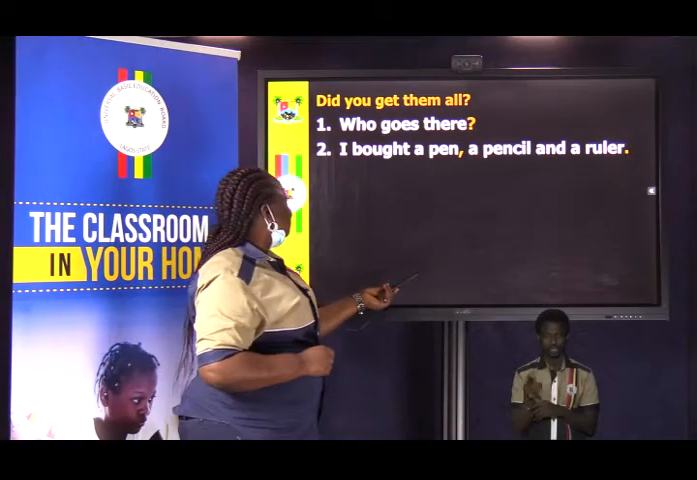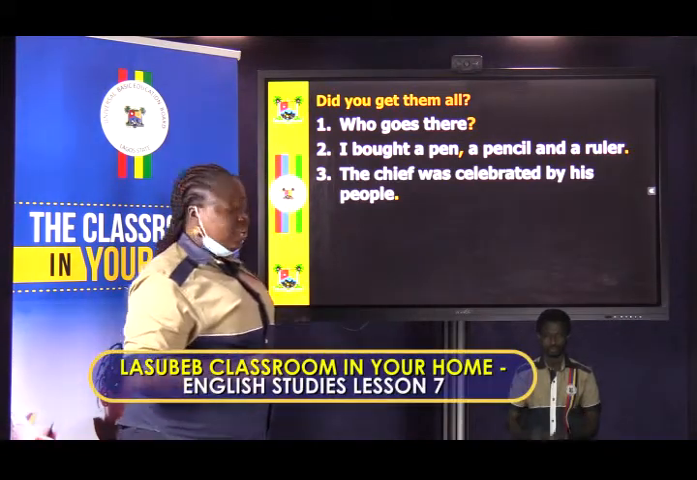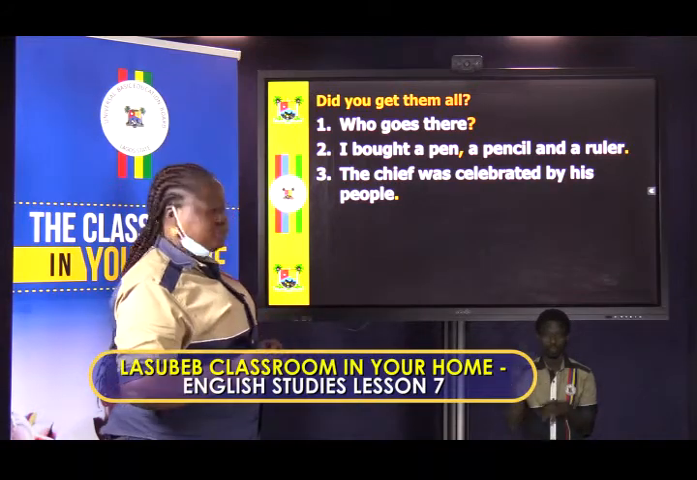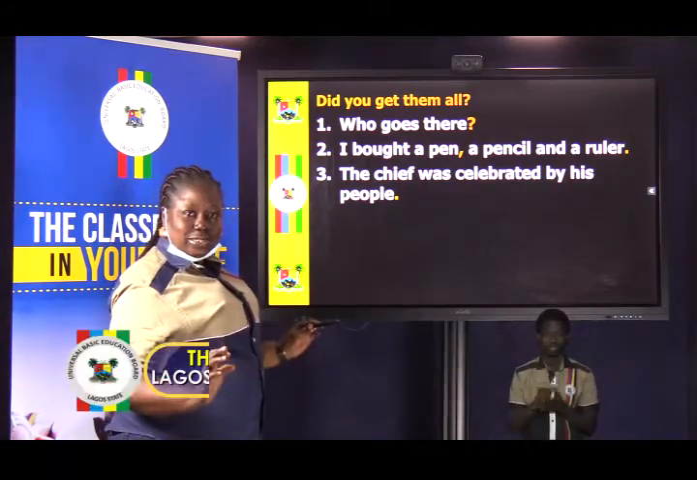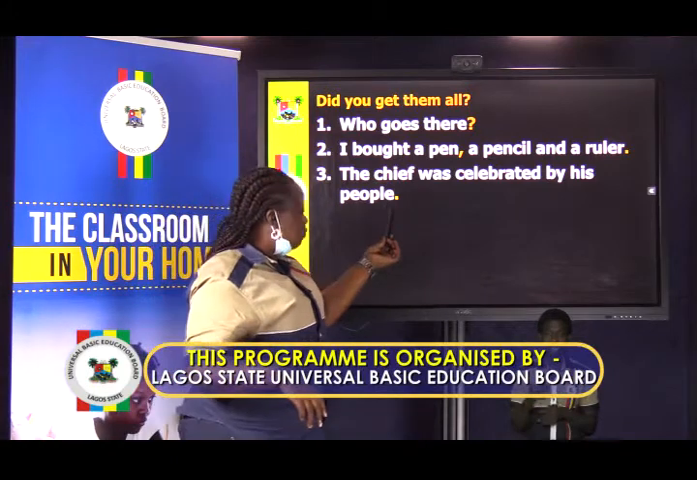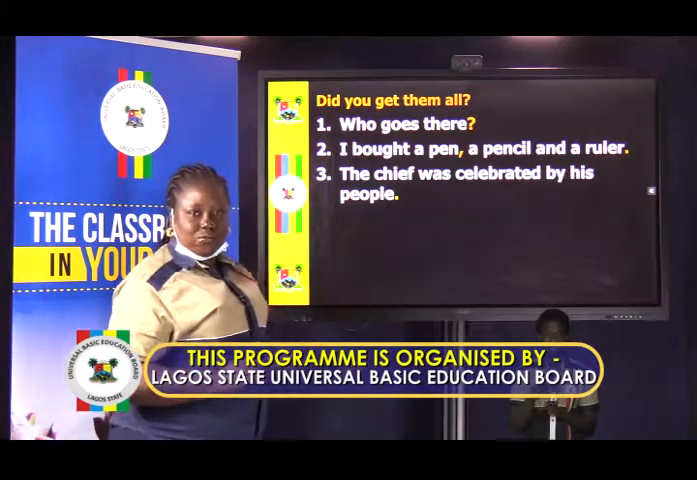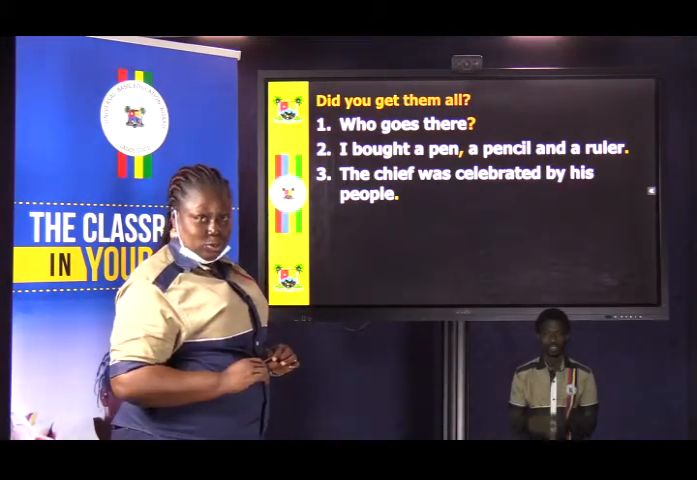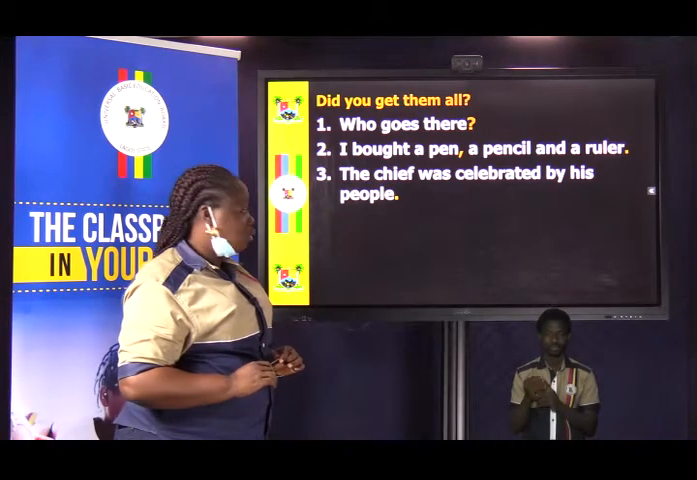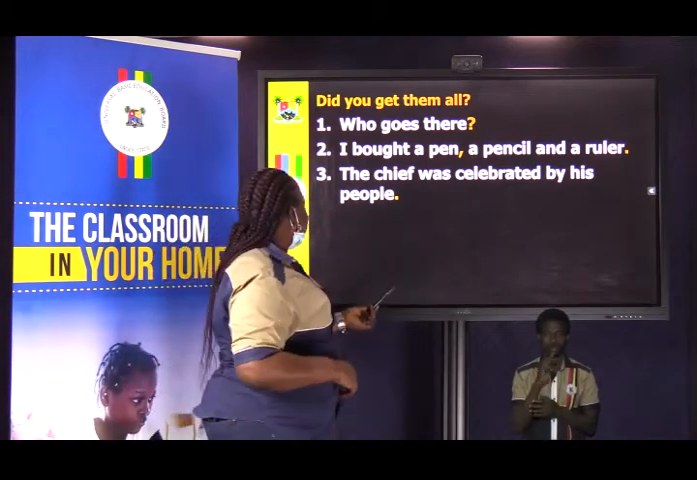Brilliant you. Number 3. The chief was celebrated by his people. That's a statement. And you just need the full stop at the end of the sentence. Did you do that too? I trust you. You are brilliant.